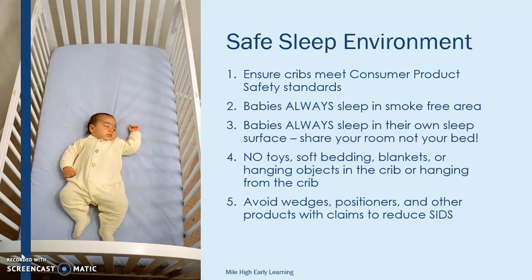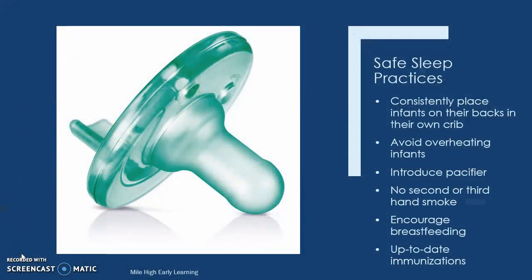Safe sleep environment means that all cribs meet consumer product safety standards, that babies are always asleep in a smoke-free area, always asleep in their own sleep surface, with no toys, soft bedding, blankets, nothing in the crib, and that you're avoiding wedges, positioners, and other products that claim to reduce SIDS. Safe sleep practices are what you do. So you are constantly placing infants on their backs, you're avoiding overheating, you're introducing a pacifier, you are avoiding second or third hand smoke, you're encouraging breastfeeding, and you are making sure that infants are up to date on immunizations.